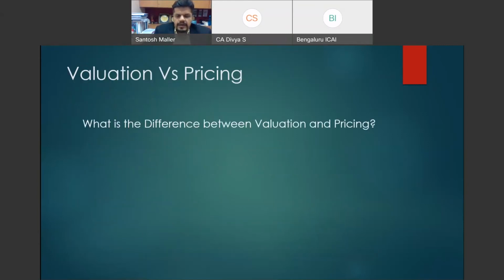A point to be noted here is valuation versus pricing. What is the difference between valuation and pricing? Valuation is certainly not the same as pricing, because pricing is when the two parties agree to a price, okay, and the shares are quoted at that price in the market. Valuation is a much more detailed and deeper exercise, where there are various assumptions, valuation techniques, valuation inputs, and valuation premise. So pricing is not the same as valuation. That is to be noted.